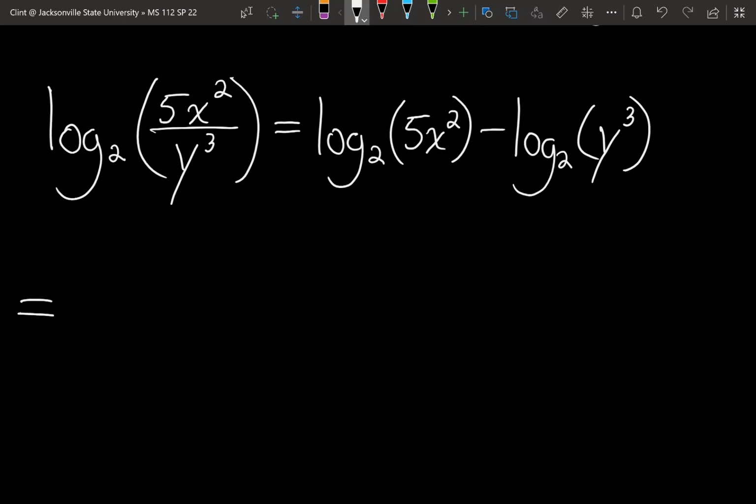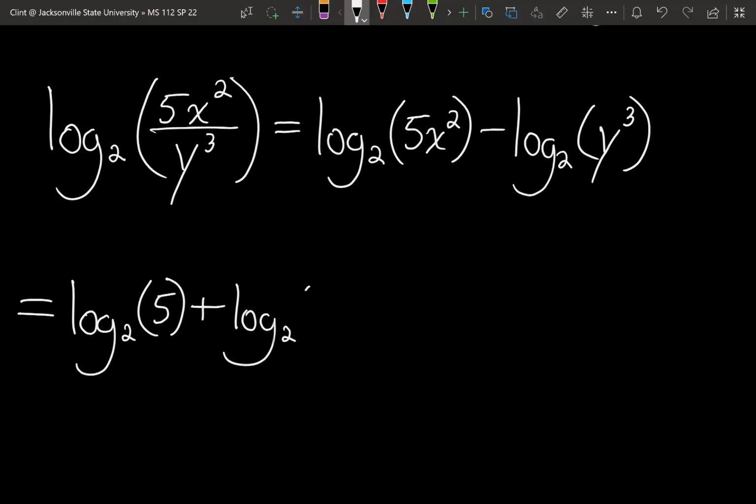So I'm going to split the log of 5x squared up next. That's 5 times x squared, so you can split it into 2 logs with a plus sign in the middle. That would be log base 2 of 5 plus log base 2 of x squared, and then we already had minus log base 2 of y to the third.